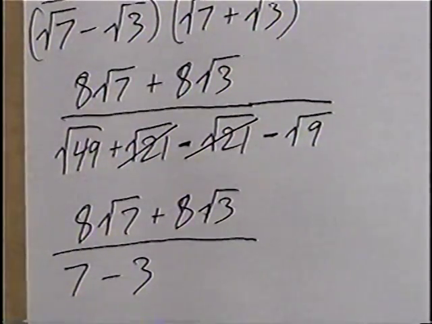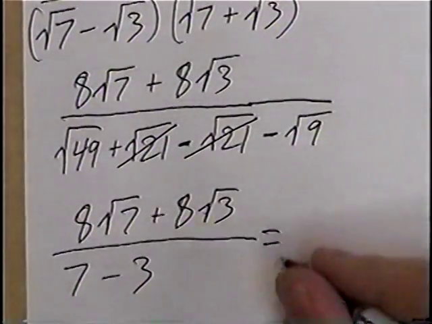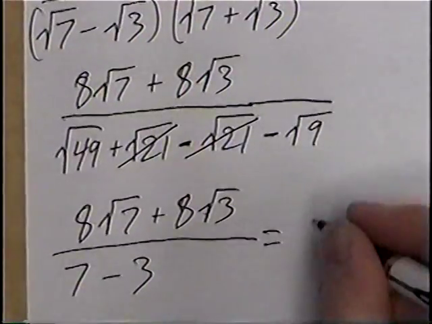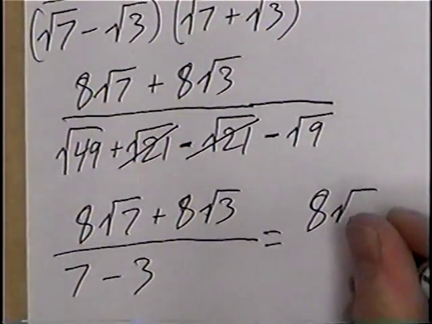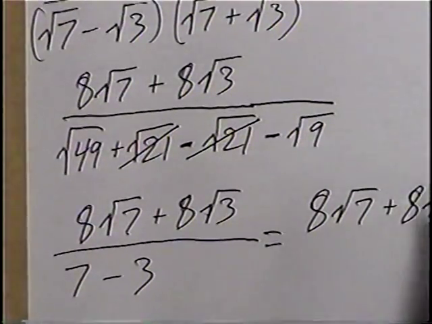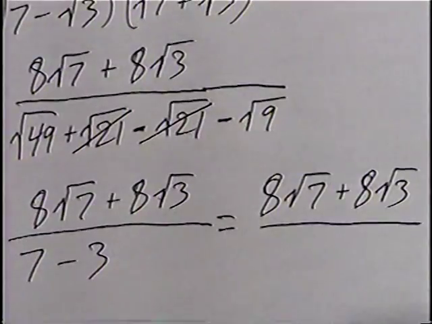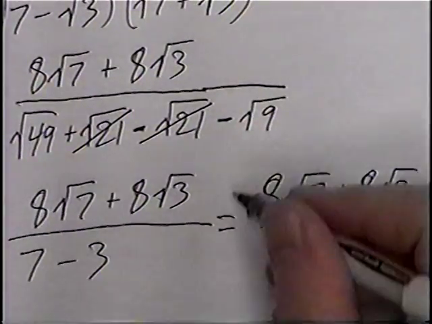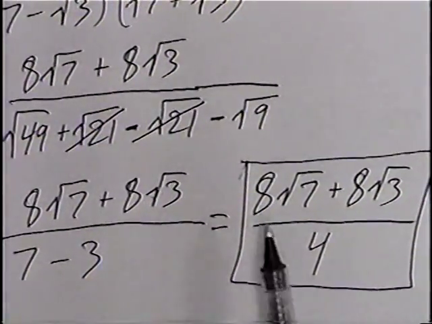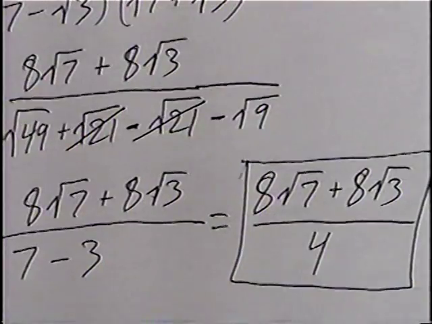After multiplying again by the conjugate, simplifying, we do not have any more radicals or square roots in the denominator. Having radicals and square roots in the numerator is okay. So the numerator would be 8 radical 7 plus 8 radical 3. And the denominator, 7 minus 3, would be 4. So our final answer, 8 radical 7 plus 8 radical 3, all over 4.